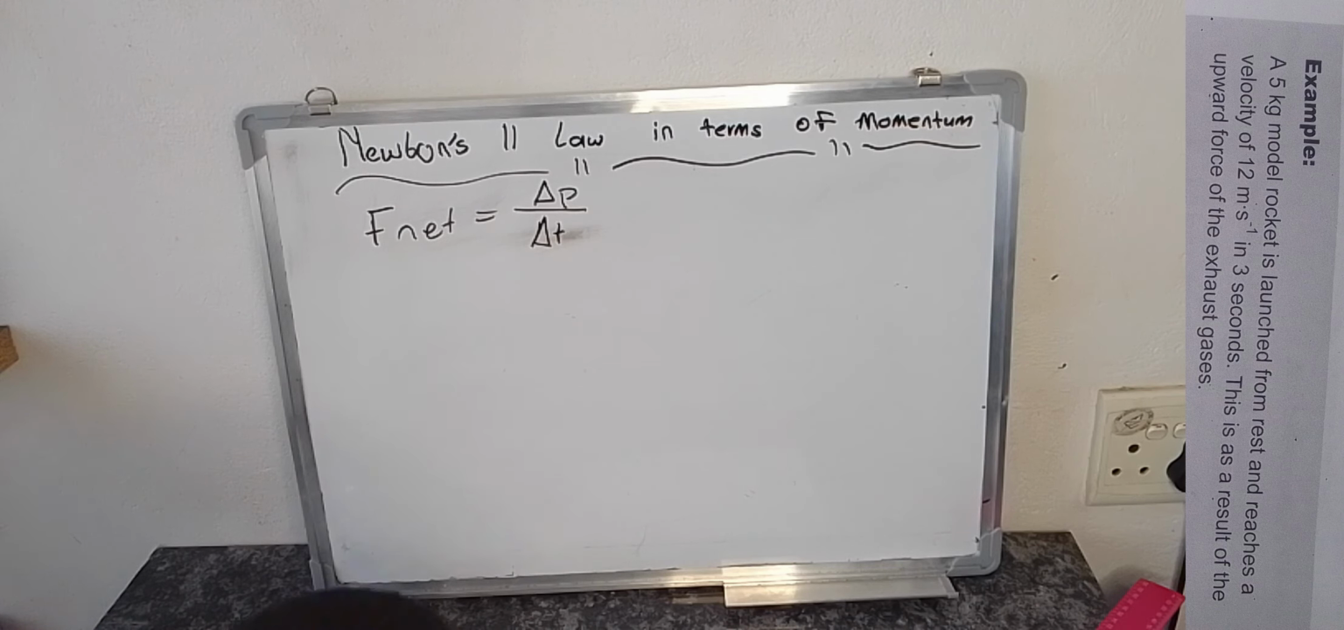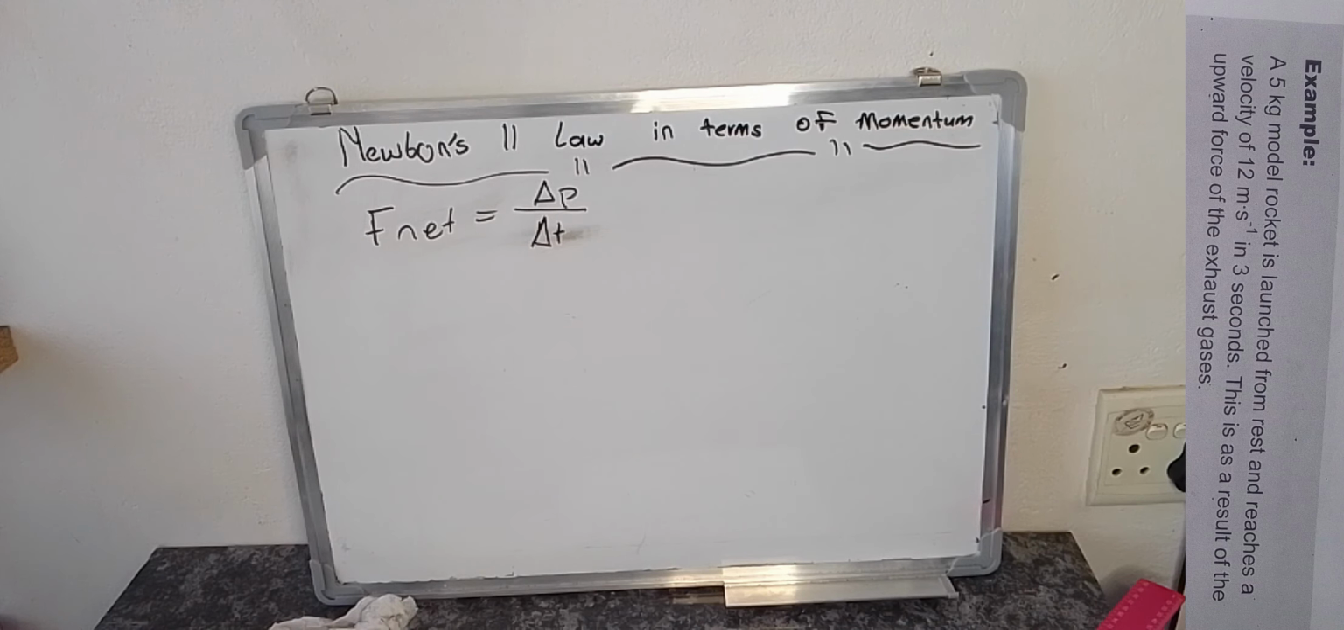So now let's try to answer the question, so that we see how to apply this formula. Question: a 5 kg model rocket is launched from rest and reaches a velocity of 12 meters per second in 3 seconds. So the initial velocity is 0, and the final velocity is 12 meters per second. The change in time is 3 seconds. This is a result of the upward force of the exhaust gases, so the rocket goes upward.